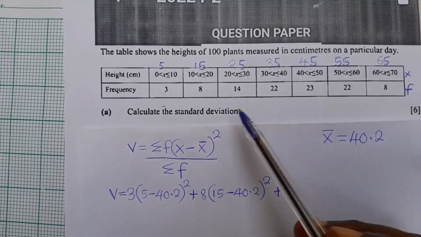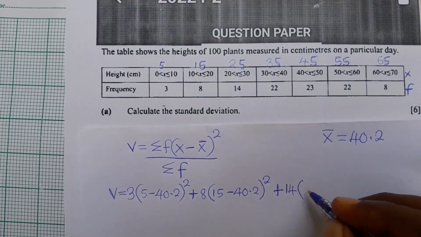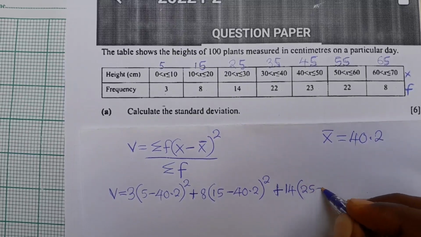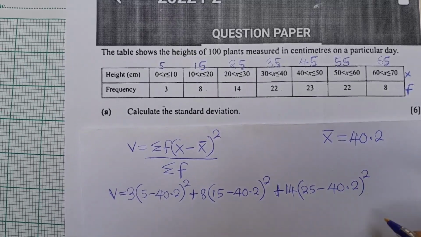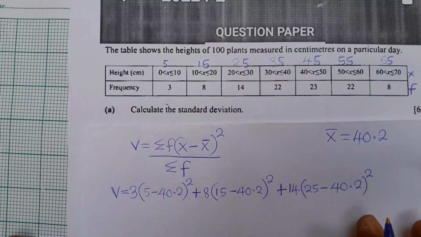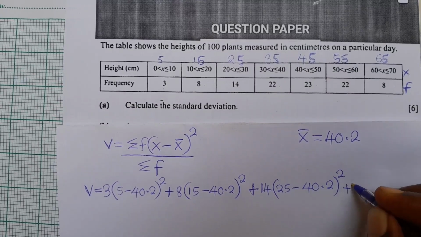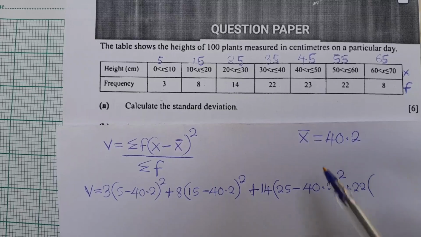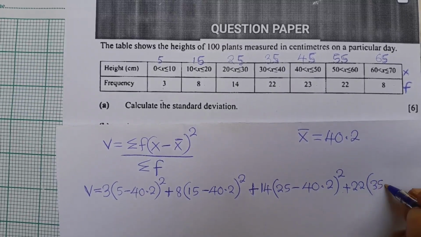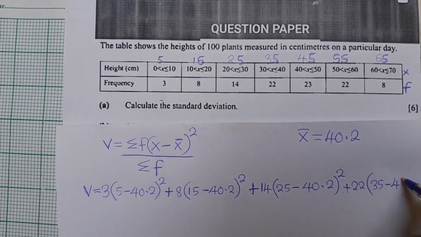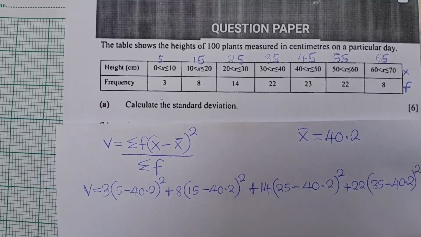Plus, I continue. I move to 14 that is there. So I say 14, open bracket. On top there I've got 25 minus the mean, 40.2, squared. I say plus, I go to 22. 22, open bracket, there is 35 there. 35 minus 40.2, that is the mean. Then you put a square there.